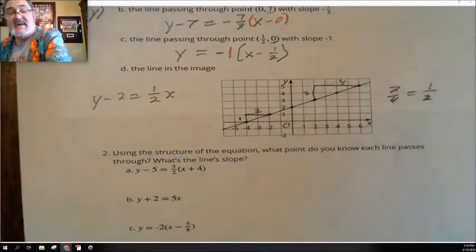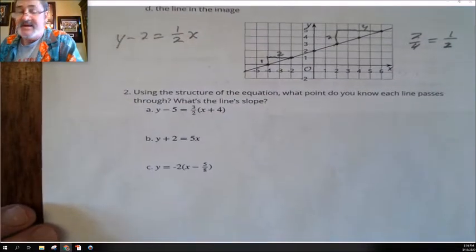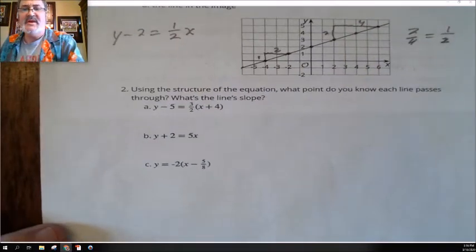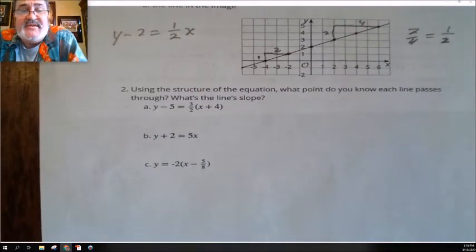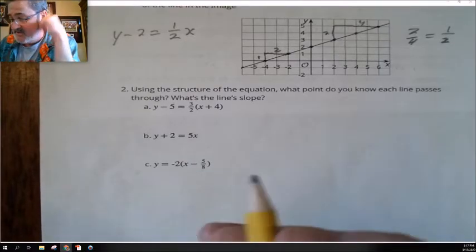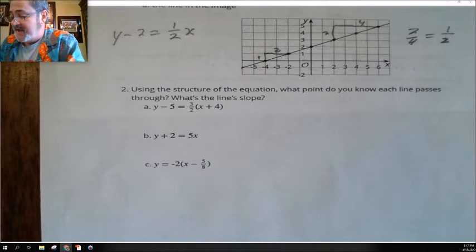Again, love it when there are options, more than one way to get to the correct answer, because there's more than one correct answer there. All right, using the structure of the equation, what point do you know each line passes through, and what is the slope? Okay, so this time we're going to give you the equation and we've got to go the other way.